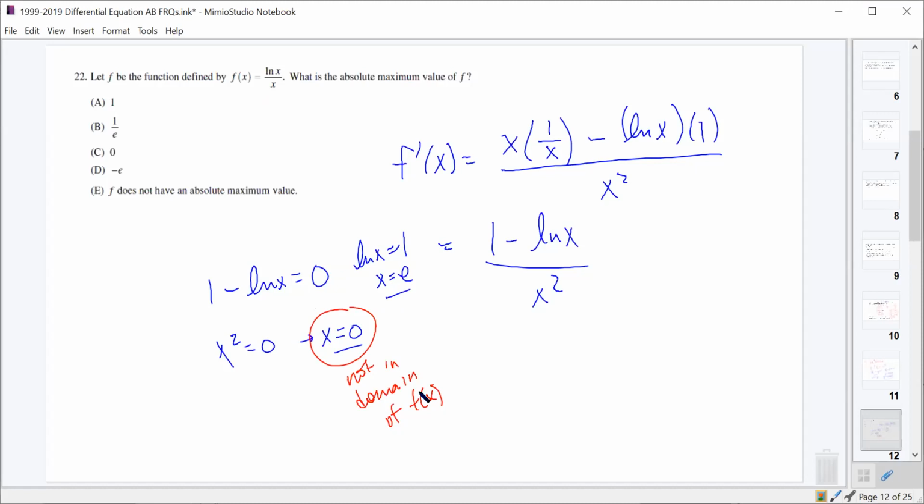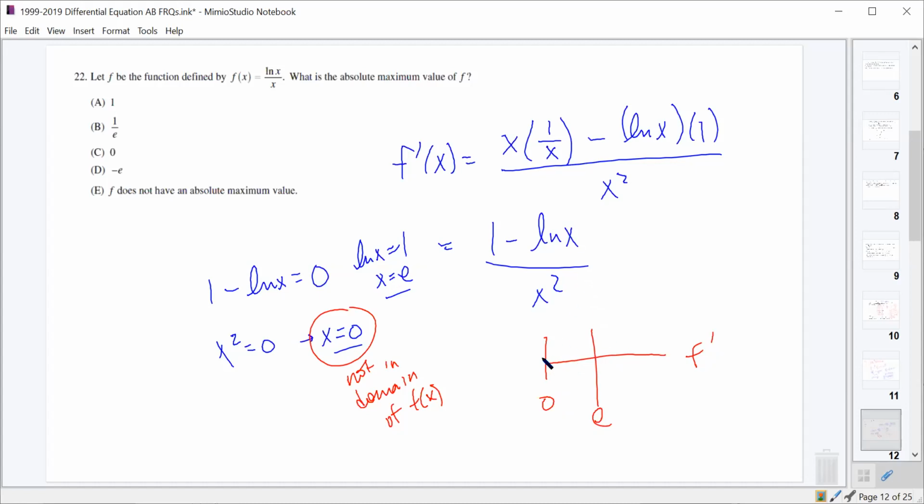Ln x over x is only defined for 0 to infinity, non-inclusive on the 0. So x equals 0 couldn't possibly be an absolute max because it's not even defined on the function. So the only place we might have an absolute max is at x equals e, or as we look at choice e, it may not have an absolute max. So what we need to do is take e, and we'll put 0 here and choose a value between 0 and e, and then something larger than e, and test it into our f prime, and see if we end up with something that is positive or negative.